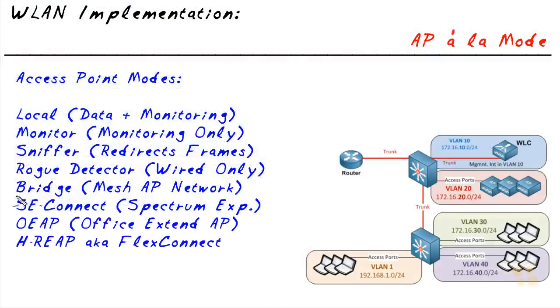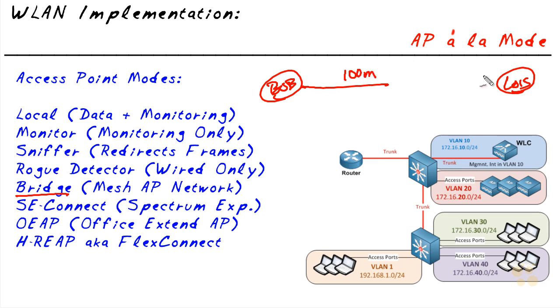Now, regarding this bridge mode for access points, I've got a question for you about Bob. He's at a PC, and Lois is at another PC. And this PC is connected to a 100 meter cable, and Lois is too. What's the problem about connecting them together? Well, they would exceed the spec for 802.3 Ethernet. However, if we wanted them to connect, what could we use?